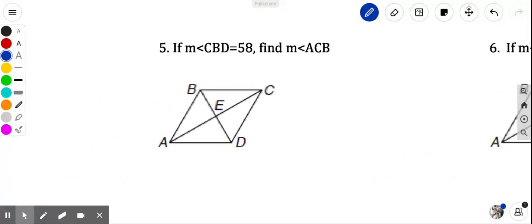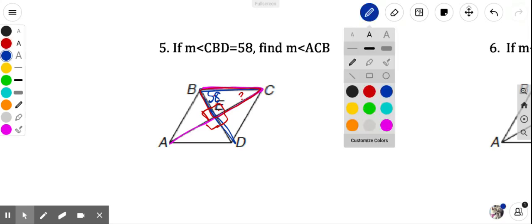Here's number 5. It says if CBD is 58 degrees. So let's find where CBD is. CBD right here, so this is 58. Find ACB. I'm going to use a different color here. ACB right there. We have to remember that a rhombus has 90-degree angles in the middle. So now notice we have this triangle where we know that this angle is 58, this angle is 90, and we're trying to find that one.